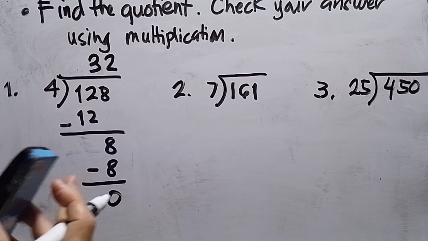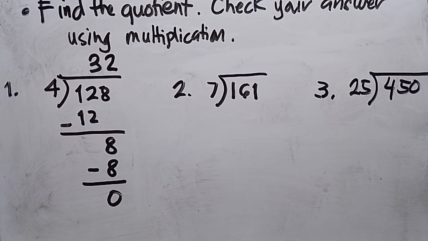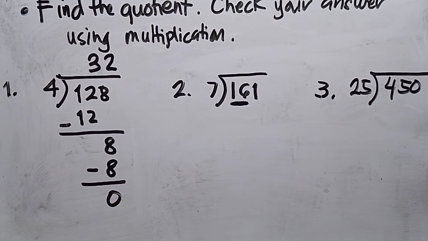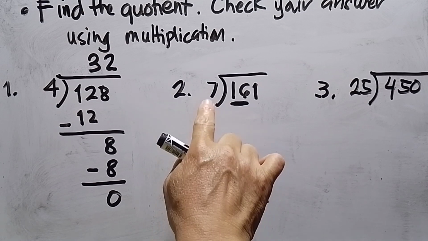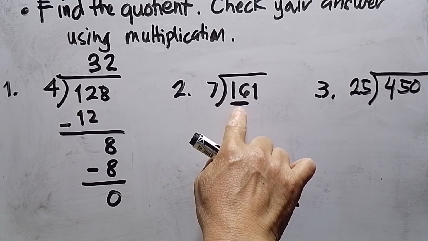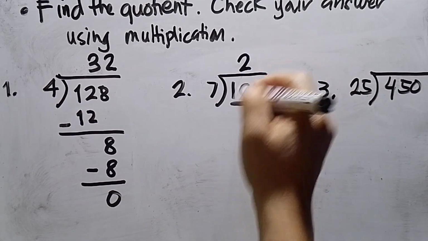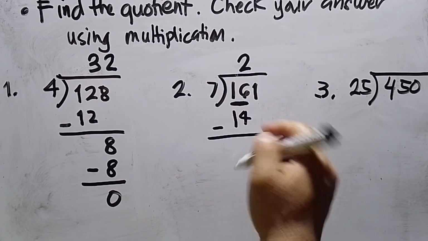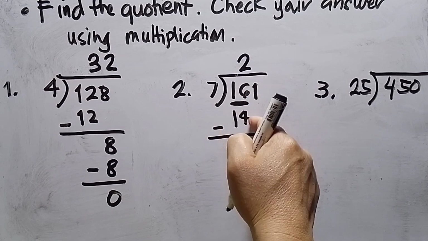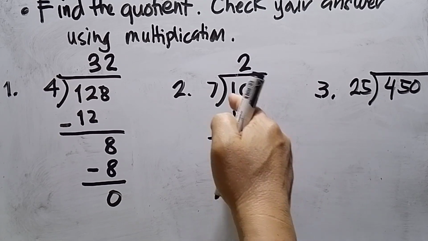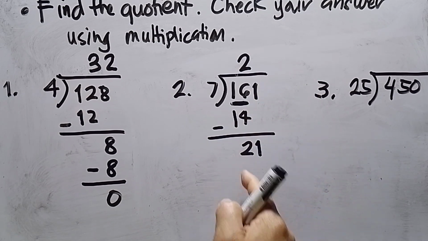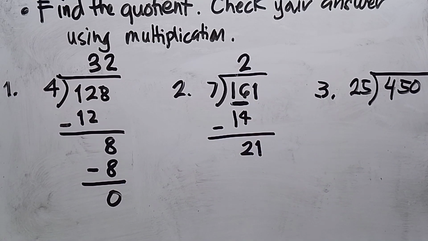How about number 2? 161 is divided by 7. So I will use this, 16. How many 7 do I have in 16? So it's only 2. Then 2 times 7 is 14. And subtract. 6 minus 4 is 2. Then 1 is 0, so never mind. Bring down 1. So I have now my new dividend is 21.